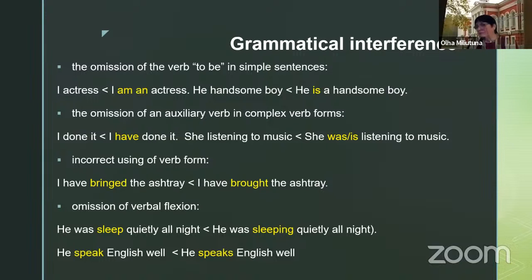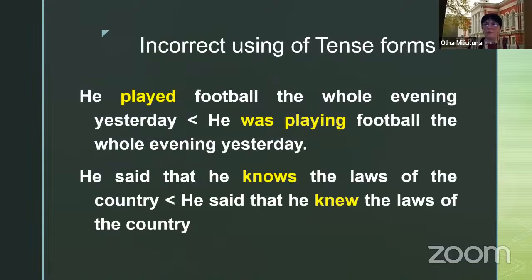Well, omission of verbal flexions. He was asleep quietly at night instead of he was sleeping quietly at night. He speaks English good instead of he speaks English well. This is also regular for Ukrainian speakers.